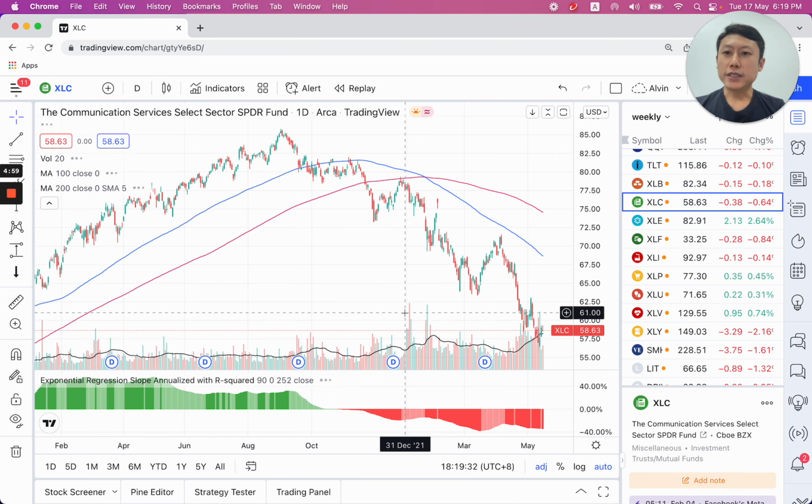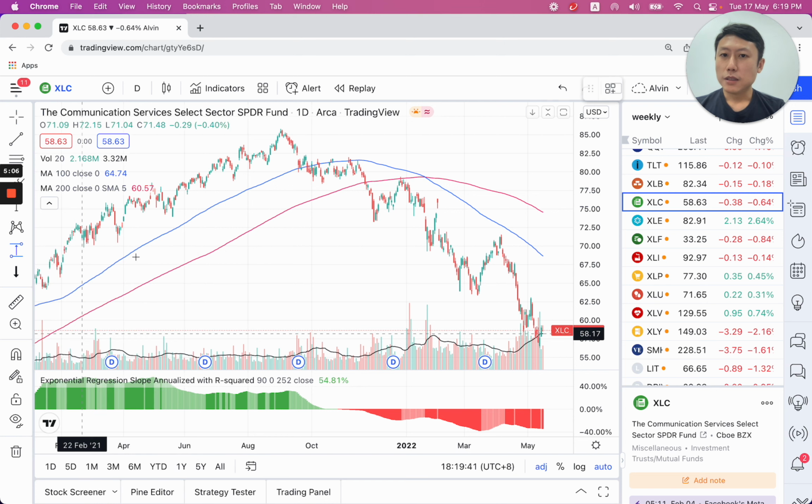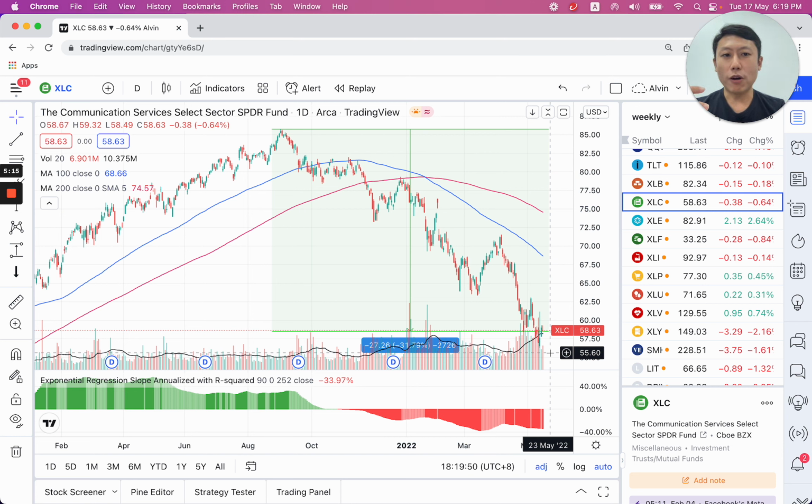And the next one is communication services. You can see this has been down a lot. Okay, let's do a measurement over here. All right, from the top to where we are right now, it's 32%. So it actually underperformed the S&P 500 as well as the NASDAQ 100. So the telcos, which are in communication services, have been doing very badly.